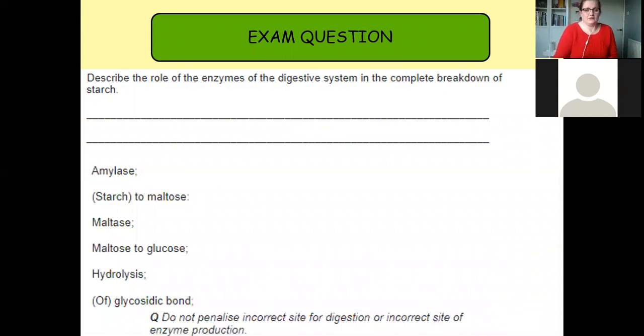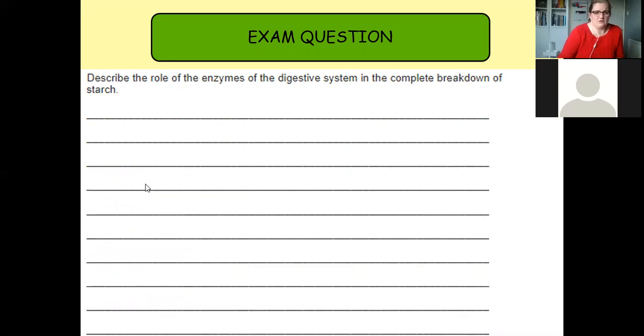Basically, you need to mention amylase. You could say something along the lines of, and I'm going to write this on. Let me annotate. No, I want to draw actually. Okay, so describe roles of enzymes. Let's mention that first enzyme. We can bullet point it if we want. Amylase. Where is amylase made? You can include that as well. You'd want to write in full sentences, but I'm going to bullet point this to make the point.